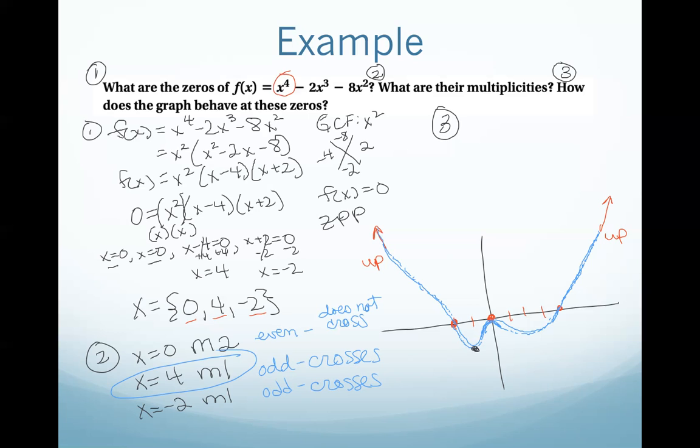Okay, so at 0, 0, we do not cross. I'm just rewriting our process now as the answer to part 3: at 4, 0 and -2, 0 it crosses.